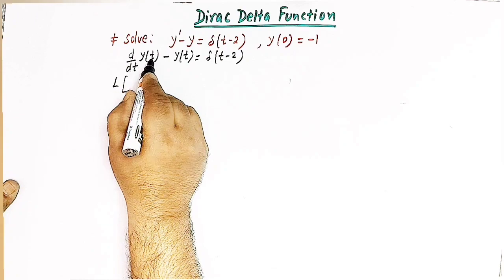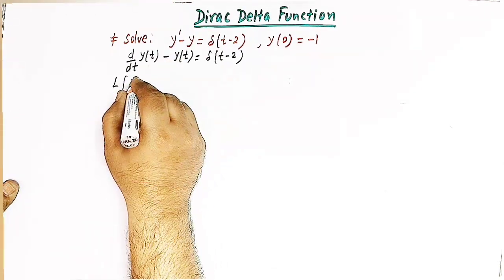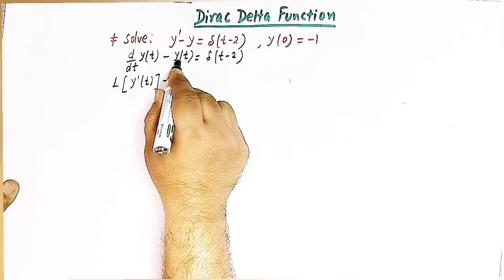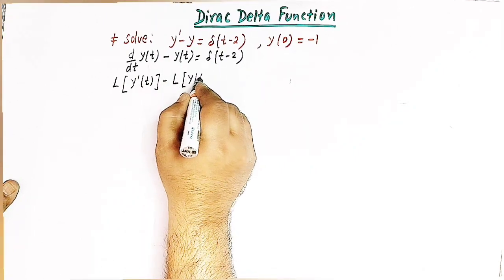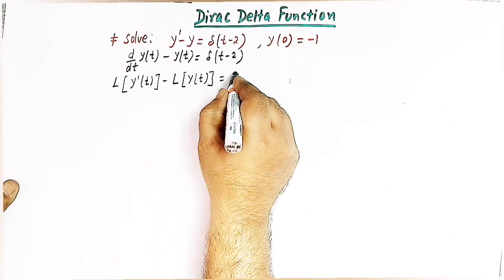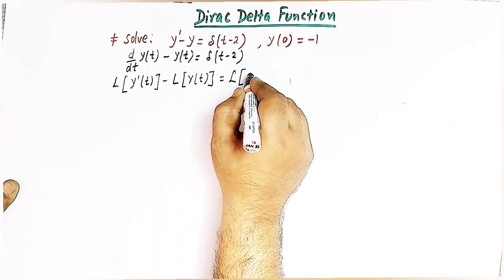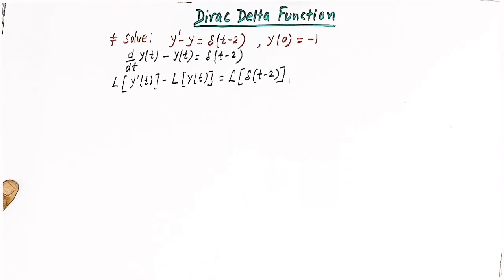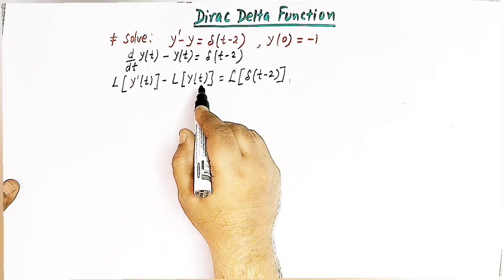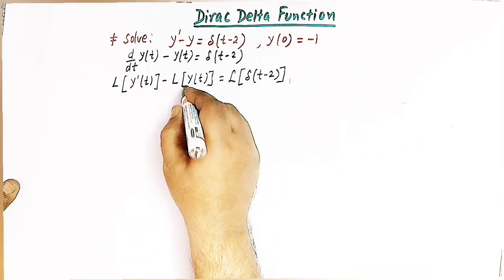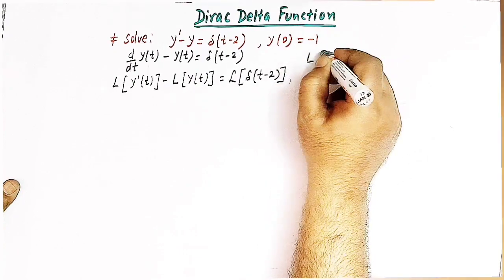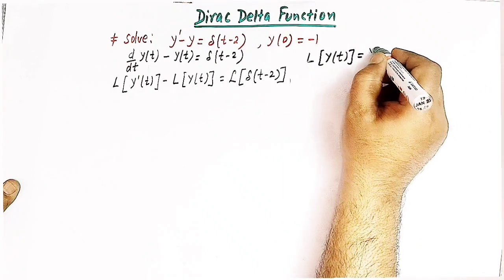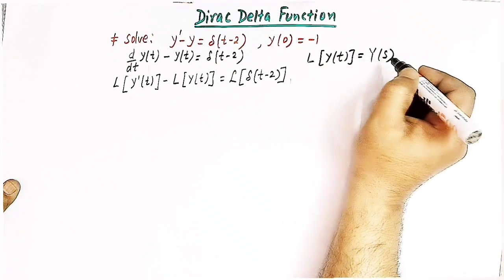we will write L, and then we have d by dt of y of t, which is simply y prime of t, and here we have the Laplace transform of y of t, and here we have the Laplace transform of the delta function, that is delta of t minus 2, right? Now let us see some notations. We'll denote the Laplace transform of the function y of t as capital Y of s.